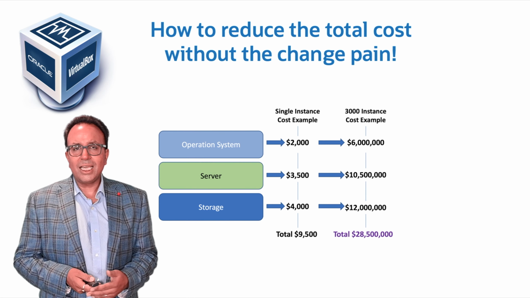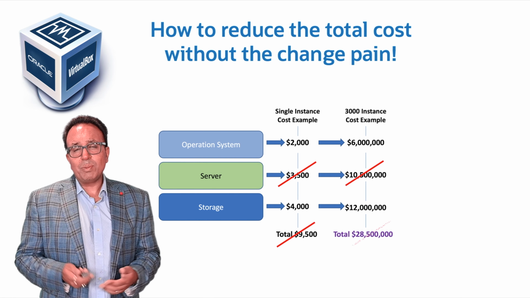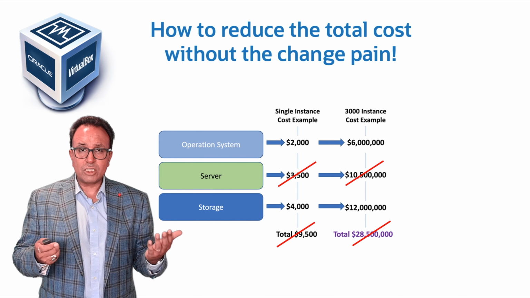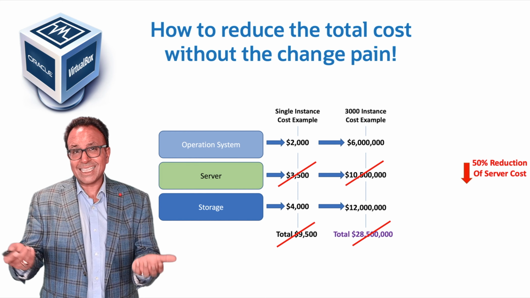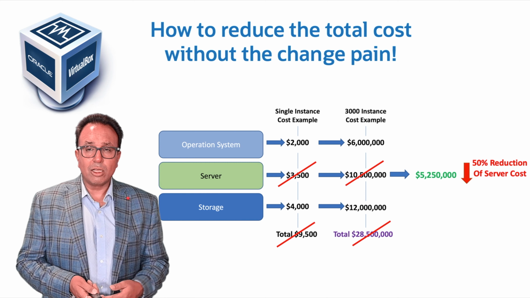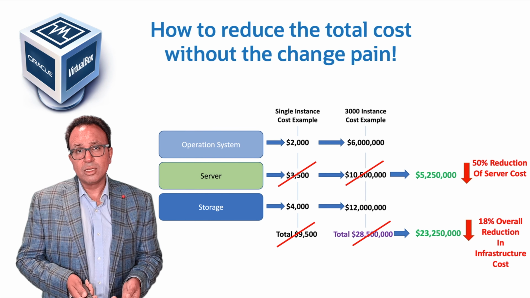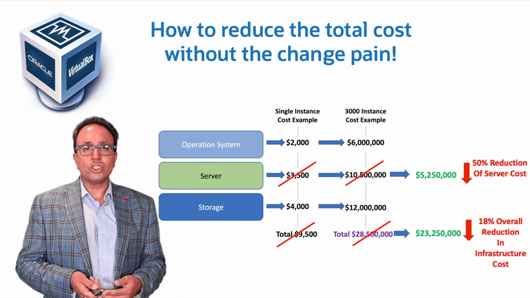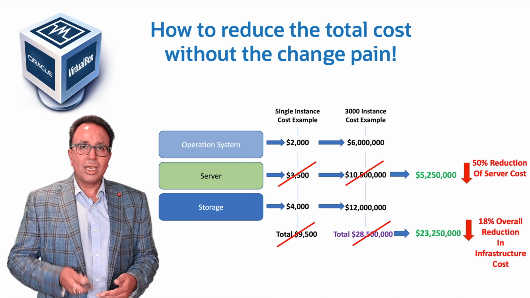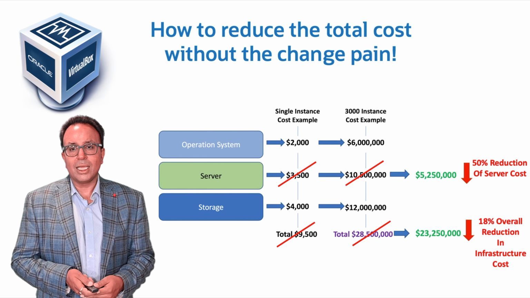Well, let's take the architecture we just looked at. If I could say to you, I could reduce the cost of your physical machines by 50%, bringing it down from $10.5 million to $5.25 million, and reduce the overall solution cost to $23.25 million, an overall architecture reduction of 18% by reducing your server cost by 50%, I'm sure you're going to say, I'm interested. Tell me how you're doing that.